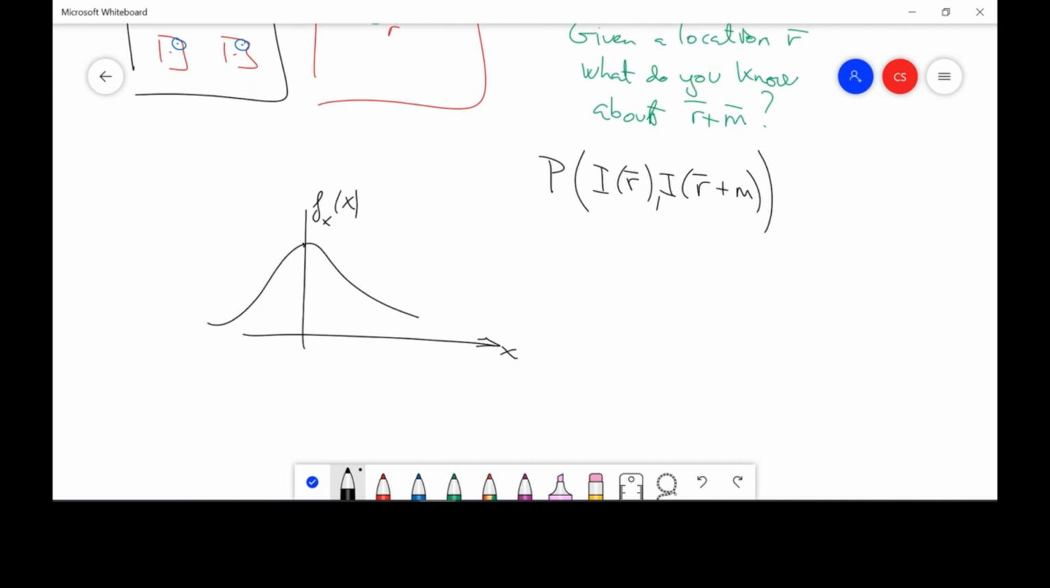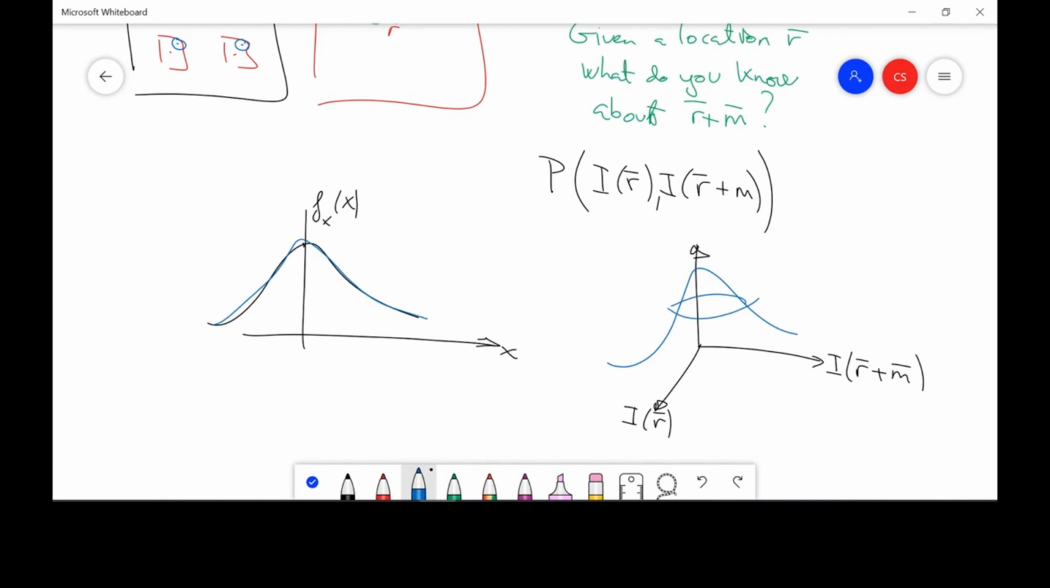For instance, this one here tells you the likelihood that x takes all these values, and it is given by the curve. Now you will have 2 axes. You will have an axis that is I(r): what is the pixel value at the location r? And what is the pixel value at the location r plus m? And then you will have a surface. So let us draw surfaces here. This is blue, and here, let's say it is also kind of Gaussian, but now it is 2-dimensional.